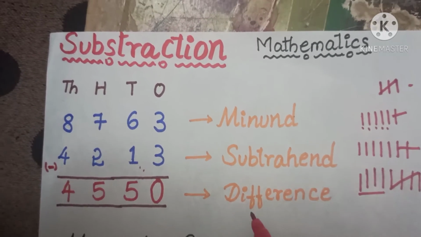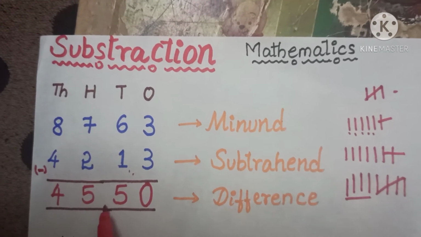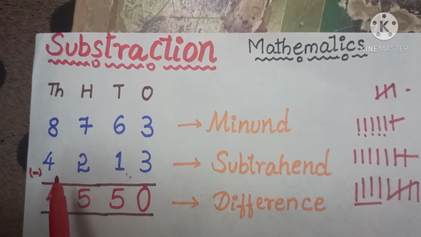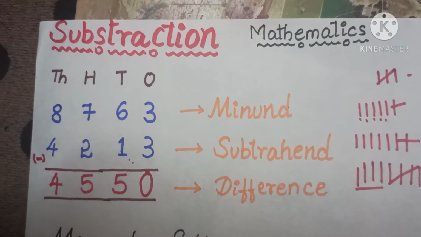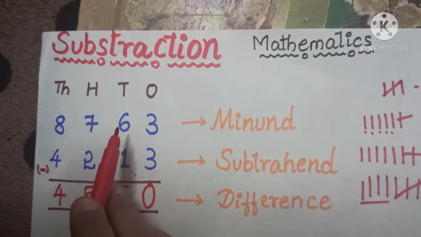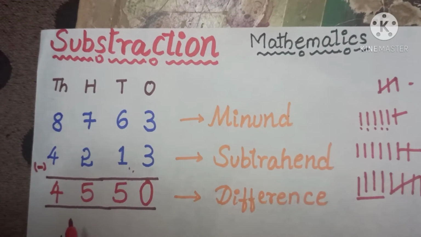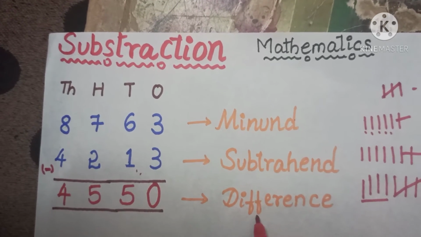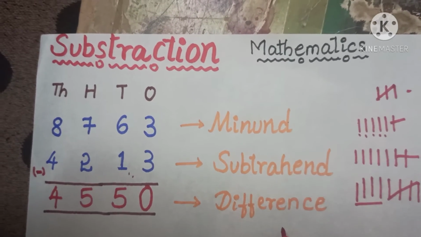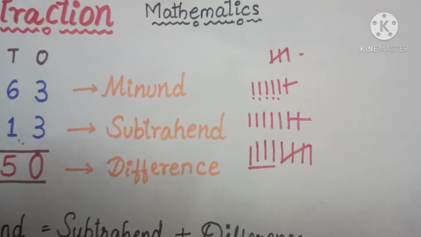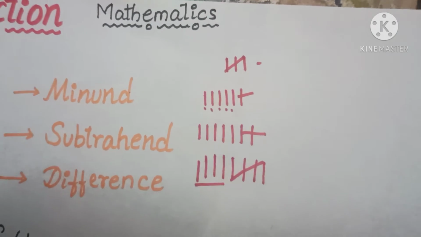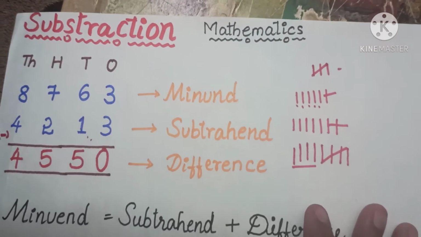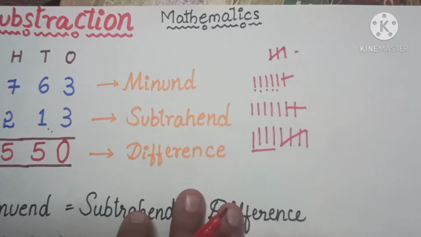It means that the obtained difference is 4550. When you subtract the subtrahend 4213 from the minuend 8763, you get the value 4550. I have already taught you that we can find out whether the obtained difference 4550 is right or wrong by checking it.